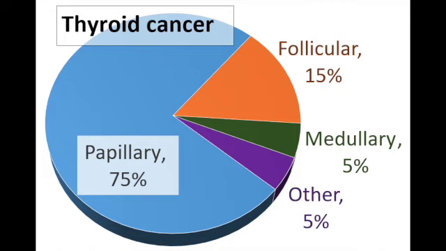Most are not amenable to surgical resection. External beam radiation or chemo can be done. Often a palliative tracheostomy may be needed to maintain the airway. So papillary, follicular, medullary, and anaplastic.